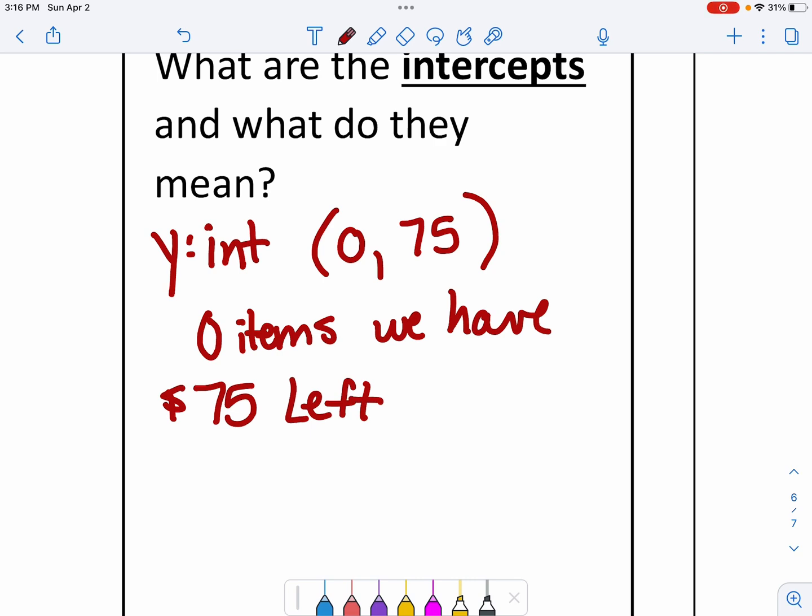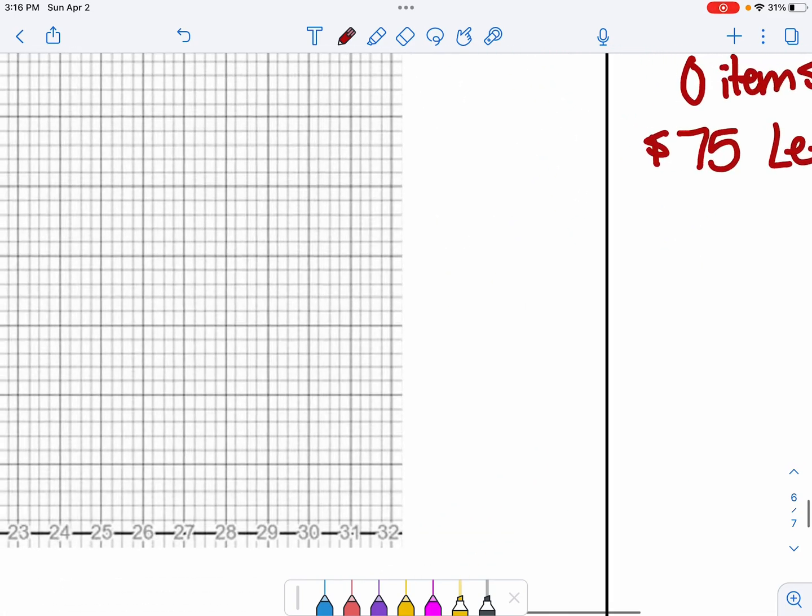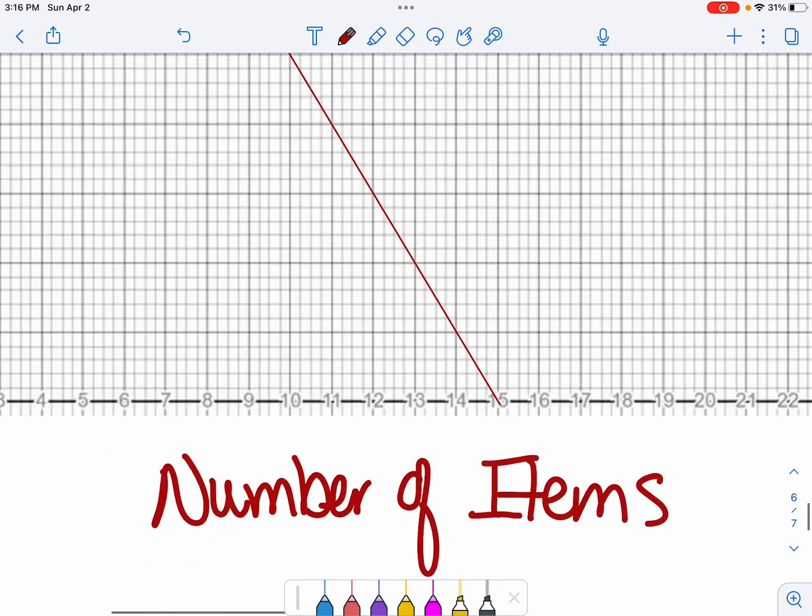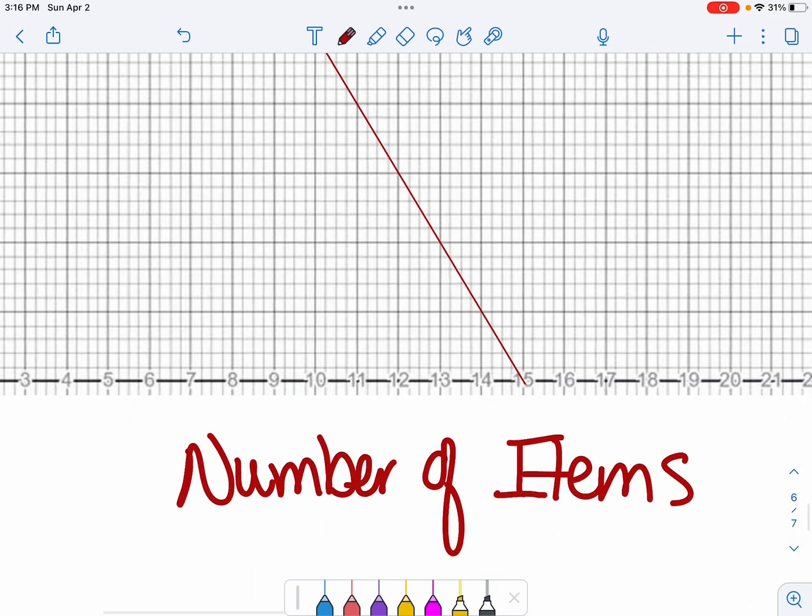Now we have to go find the x-intercept. I drew the line super particular, and I'm hoping I landed exactly where I should have landed. I think I did. 15? Yeah, because it was going corner to corner to corner. Okay, so this is going to be hard for them.